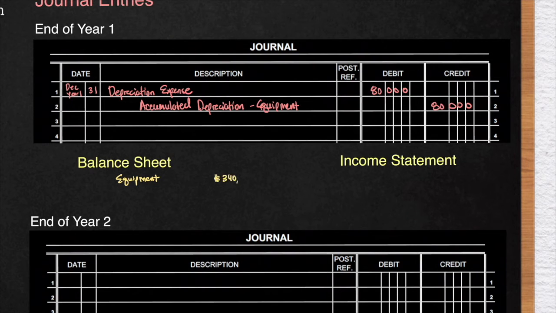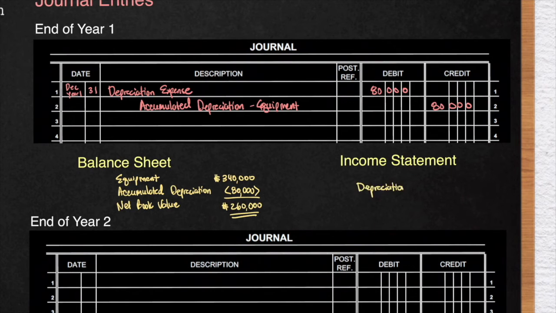So here it is, the balance sheet. We have equipment we purchased for $340,000. The contra asset is accumulated depreciation, and it's listed right below that. And after the first year, it was $80,000. It's a negative because it's a contra asset. Its normal balance is credit, whereas all other assets' normal balances are debit. So you take the difference between the two. So the net book value after year 1 is $260,000.